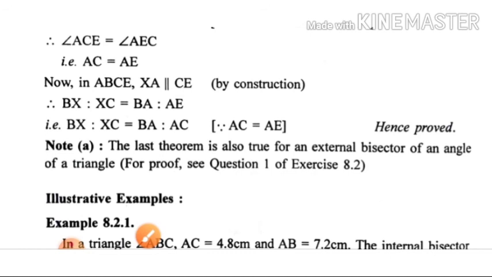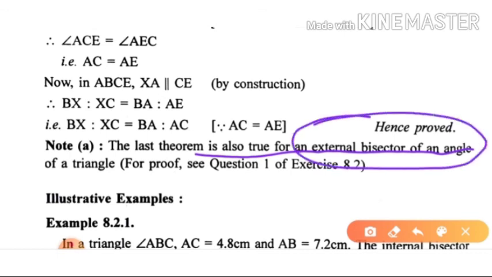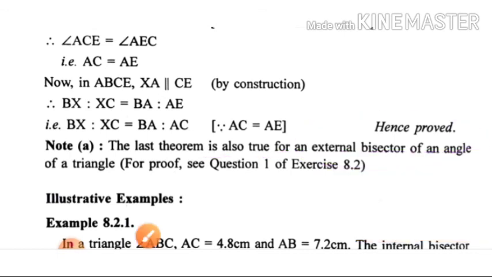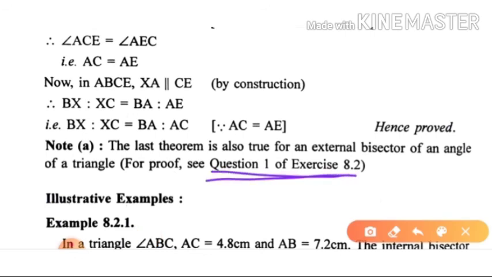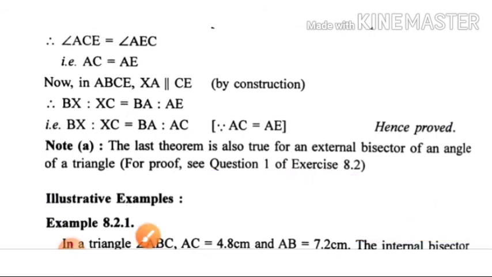Okay, and you can prove it. It also holds for the external bisector. Okay, it is given in the first question. We will do that one in exercise 8.2. Okay, thank you.